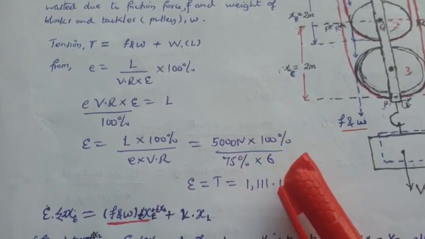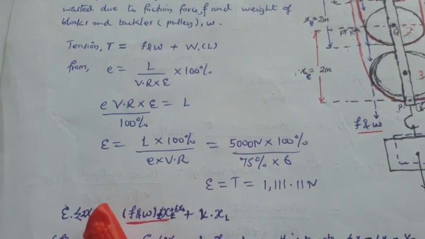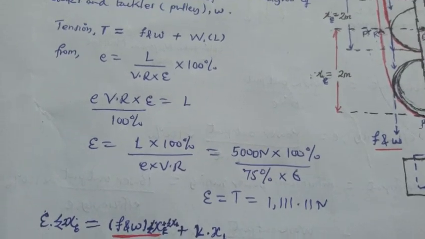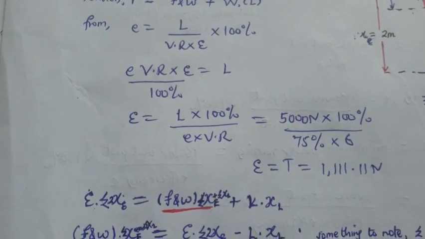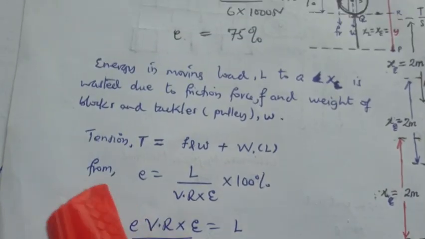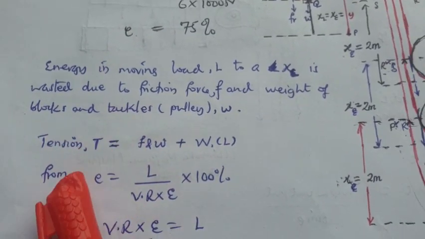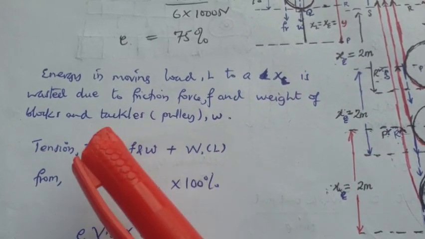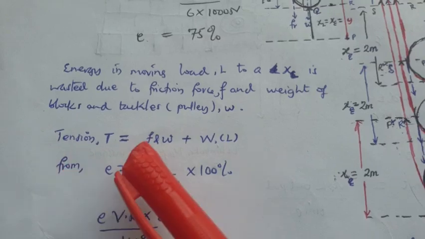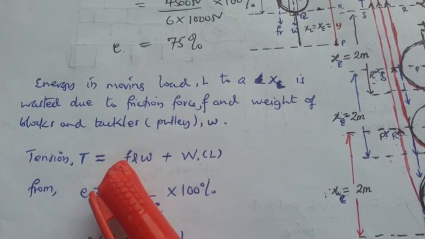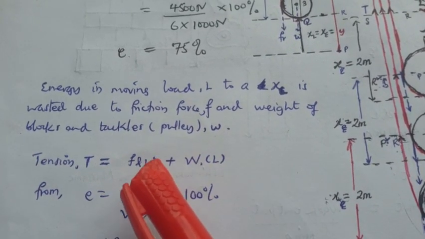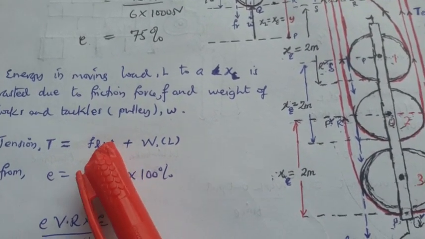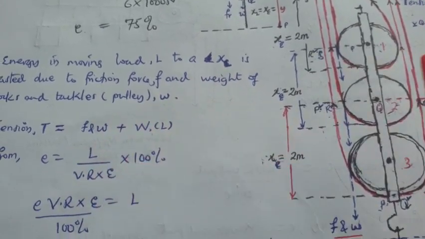Then we multiply by 100%, so that the percent and percentage cancel out, and our effort is equal to 1111 newtons. In order to find the energy wasted, we must refer to this relationship for tensions, or for effort. The tension of effort for a single pulley is equal to the energy wasted as a friction force, plus the energy wasted as the weight of a single pulley plus the load that is lifted.